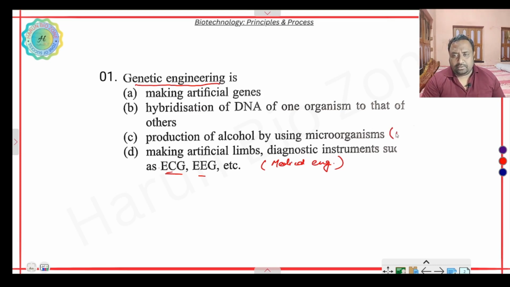And production of alcohol by using microorganisms is traditional biotechnology, that humans have used from a long time ago. But hybridization of DNA of one organism to that of others is the correct option. Genetic engineering is the hybridization of DNA of one organism to that of others. Making artificial gene is also part of genetic engineering, but this is not the complete answer. The complete answer is hybridization of DNA of one organism to that of others.